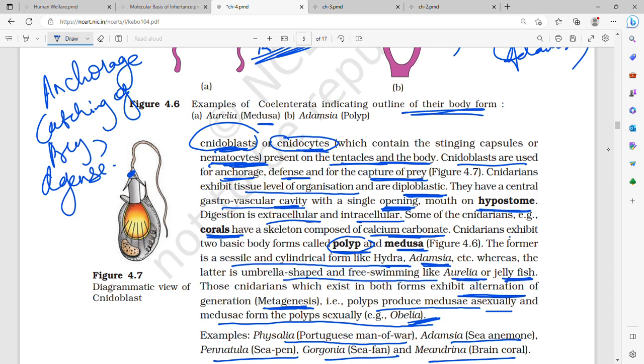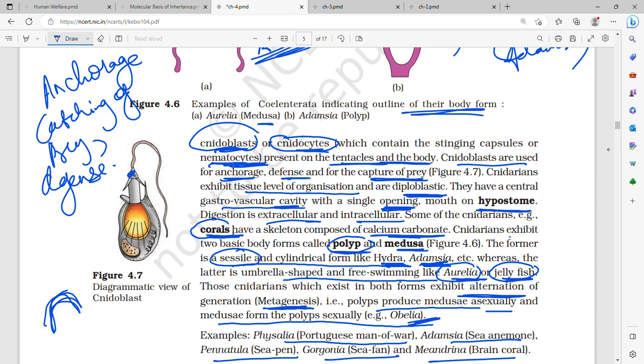Some of the cnidarians, for example corals, have a skeleton which is composed of calcium carbonate. Then cnidarians exhibit two basic body forms. First is polyp, second is medusa. Polyp is sessile, that is non-motile, stuck at one place, and it is cylindrical. Examples are Hydra and Adamsia, whereas medusa is umbrella shaped and free swimming, like Aurelia or jellyfish.